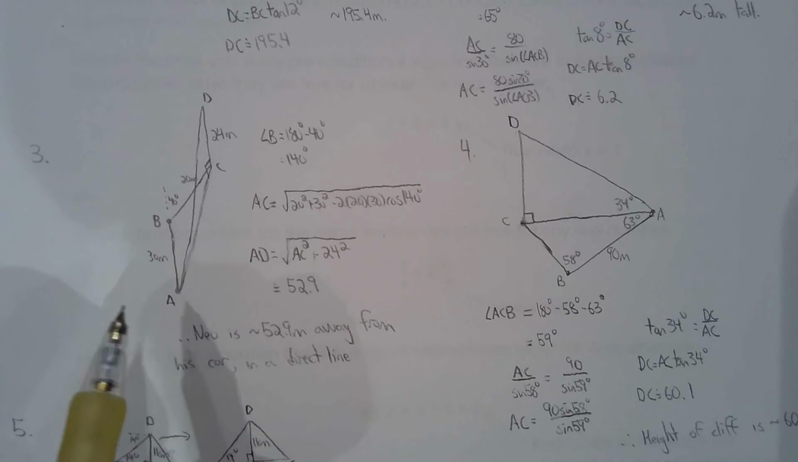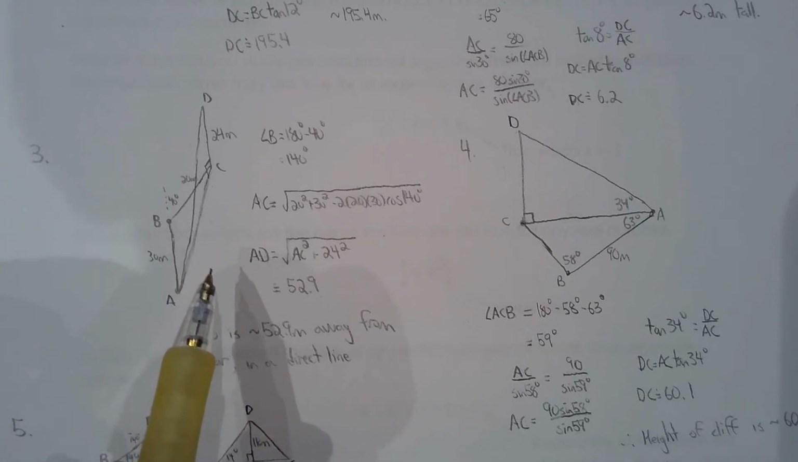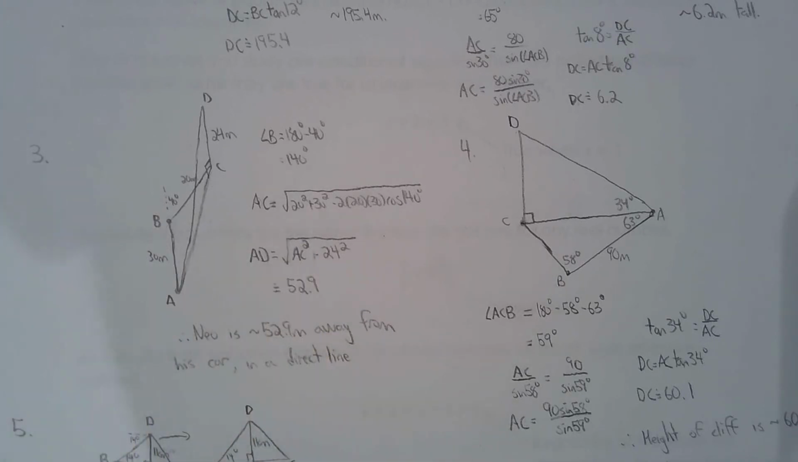Solve for the length of AC because you have two sides and a contained angle for triangle ABC. And once you have AC, you can solve for AD because triangle ADC is a right triangle. You can use the Pythagorean theorem actually.